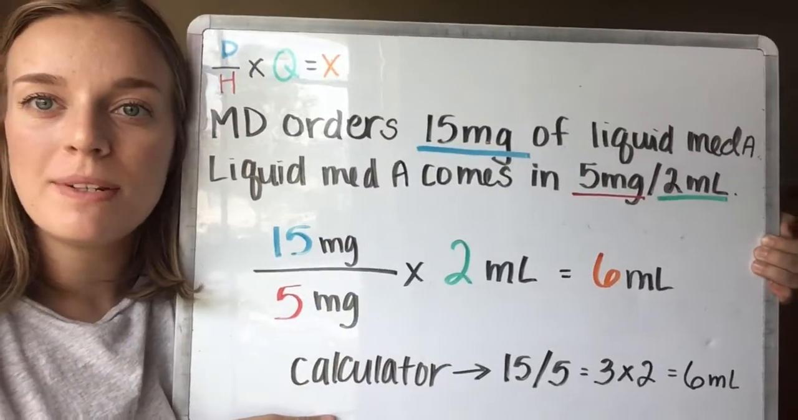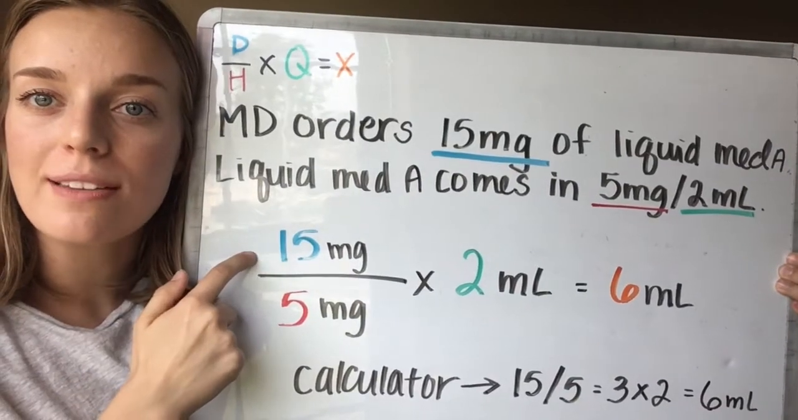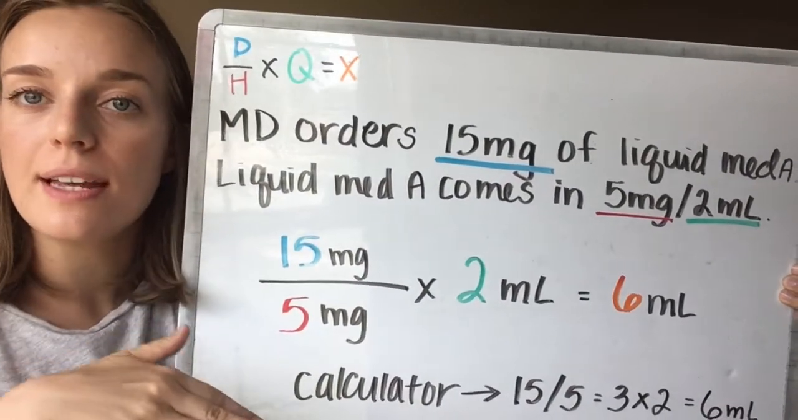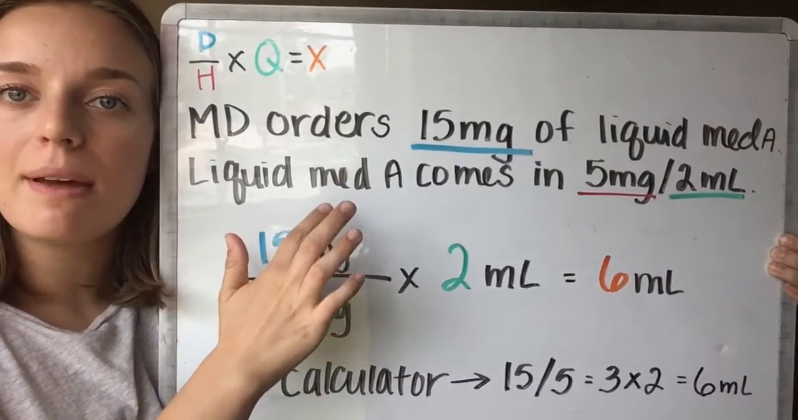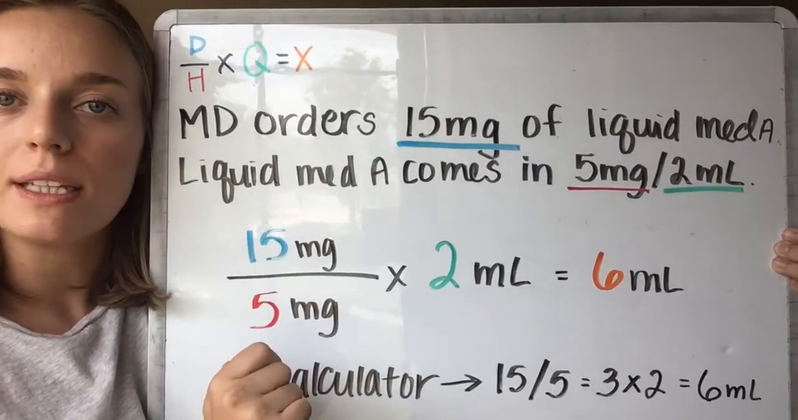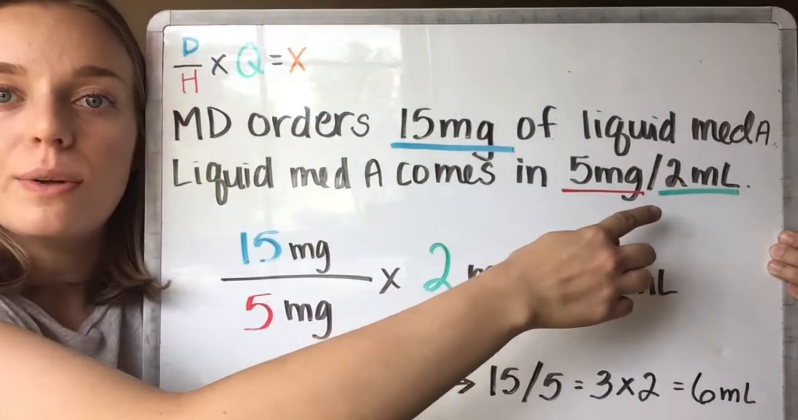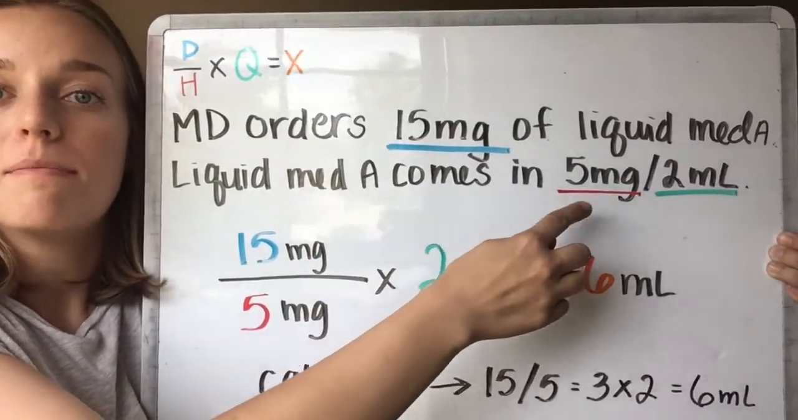Alright, so practice problem number 2. MD orders 15 milligrams of liquid. We already know that's going to be blue. It's the amount that we want to enter the patient. So this liquid medication comes in 5 milligrams over 2 milliliters. So in each 2 milliliters of this fluid, there's going to be 5 milligrams of medication.